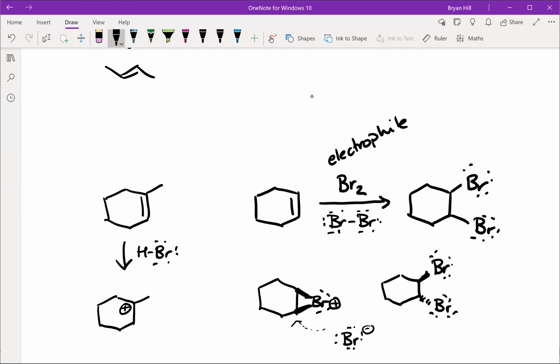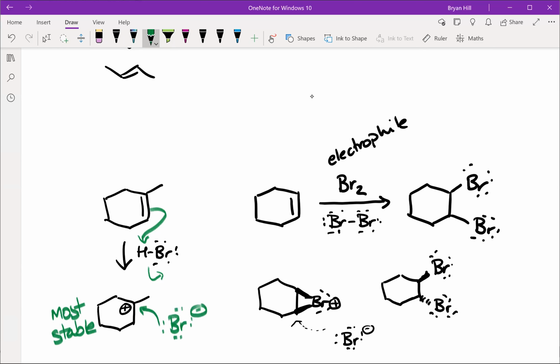Cats are funny. Okay, so if you've got a double bond and you're adding HBr, this was what we would call the, you would form a carbocation intermediate, which was the most stable. And the most stable carbocation has got the most number of substituents. And then the bromine would come in and attack.